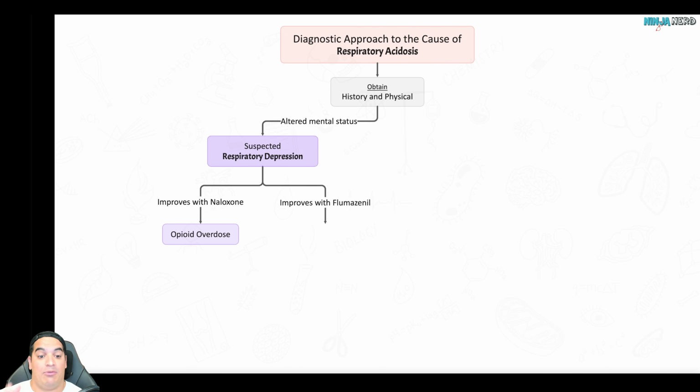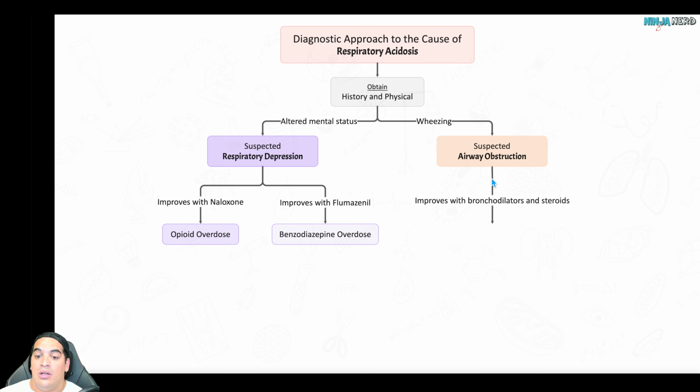Does it improve with flumazenil? Oh, that was the benzodiazepine overdose. And if it doesn't improve with any of them, you probably should suspect some type of brainstem disease or stroke. Is there wheezing? Oh, that probably means that there's COPD or asthma exacerbation. Probably an airway obstruction. Given bronchodilators and steroids, does it get any better? Oh, that's probably a COPD or asthma exacerbation. If you've done these and you've ruled these out, then you can potentially start considering a neuromuscular disease.